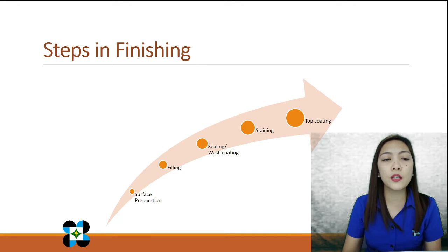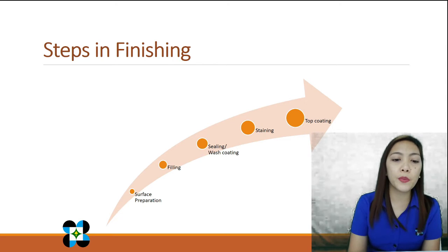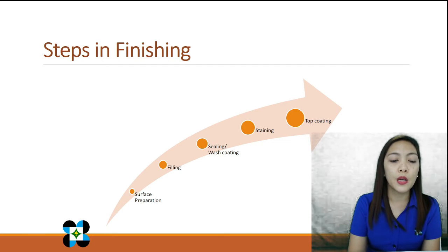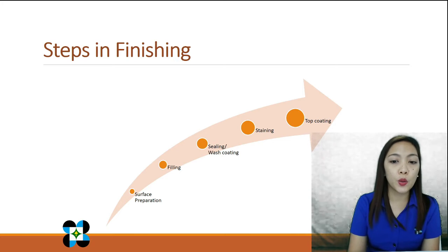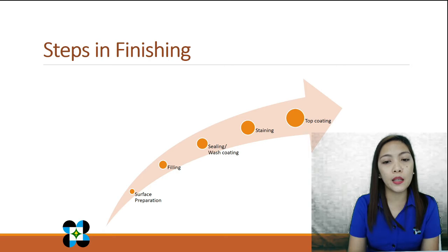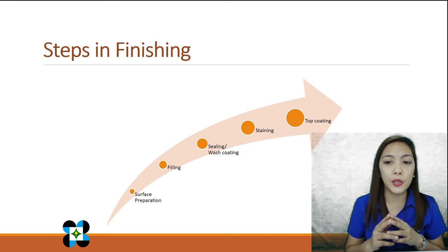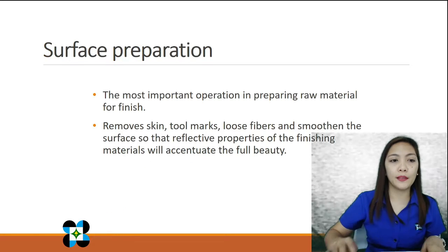So this is the general steps in finishing. We started in surface preparation. I separate about filling, but it can actually become a part of surface preparation. Then followed by sealing or wash coating, staining. Actually, sealing and staining can be applied interchangeably. And finally, yung top coating. So we'll discuss it one by one.